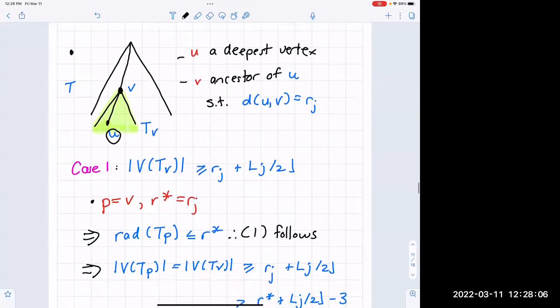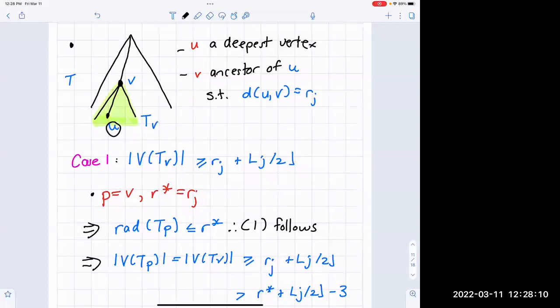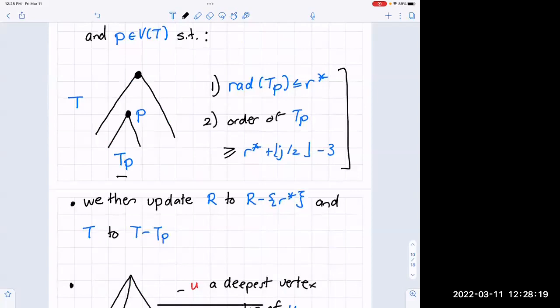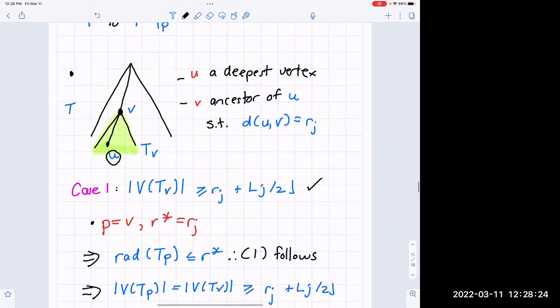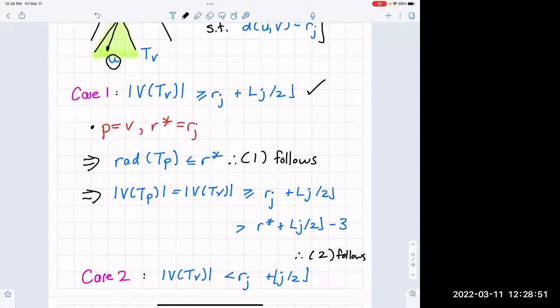Okay, so some cases. The first case, the order of TV, the subtree, is large. If it's a large order, that likely means that our condition 2 should come for free. Remember our two conditions: the first one is the radius not too large, the second one is the order is large enough. So I'm going to let P in this case be V, and R star be Rj. Because V is distance Rj from U, the radius of TP in this case is at most R star, so 1 follows. So this is an easier case. The order of TV is at least Rj plus J over 2. So if you subtract 3, of course, that inequality holds. So 2 also holds. So 1 and 2 hold in this situation. So for case 1, fairly straightforward, not much to do.